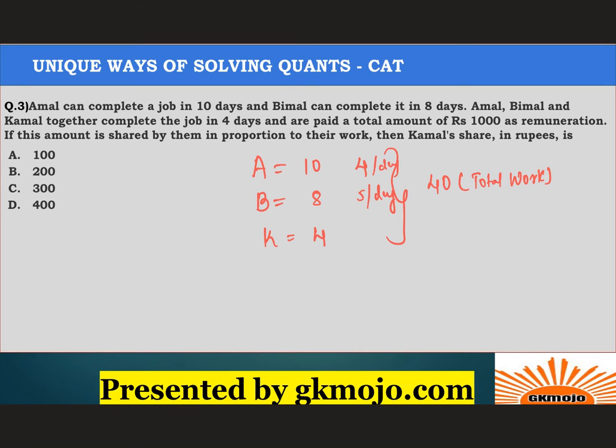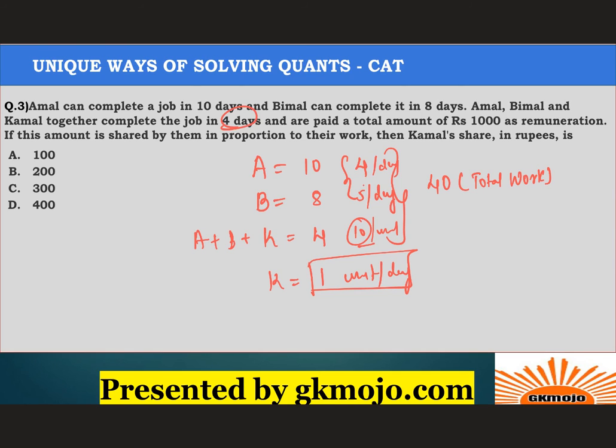And Kamal, sorry, this is not Kamal, this is Amal, Bimal plus Kamal. All right, Amal, Bimal plus Kamal. So this takes 10 units per day, right? 40 by 4. So together 10 units, and this together 9 units. So basically Kamal's input is 1 unit per day, if I'm not wrong, right? 4 and 5 is 9, and together is 10. So Kamal's unit is 1 unit per day.